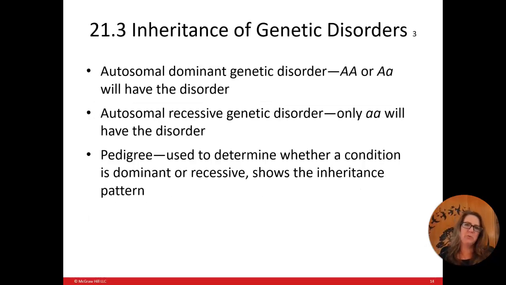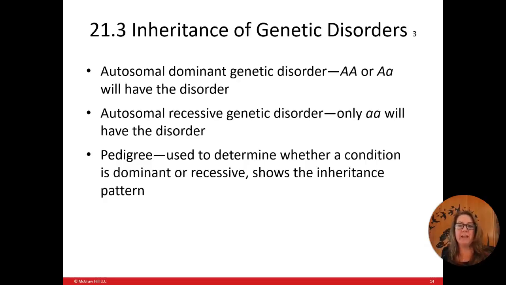Okay, so we do have genetic disorders that follow a dominant autosomal pattern. That means that if an individual has just one copy of that dominant allele, they are going to be affected, so that would be homozygous dominant or heterozygous. And then the other condition is autosomal recessive. This is like the genetics we've been talking about so far, like freckles being recessive. The only way that you can have this autosomal recessive disorder is if you have two of those recessive alleles, or homozygous recessive.